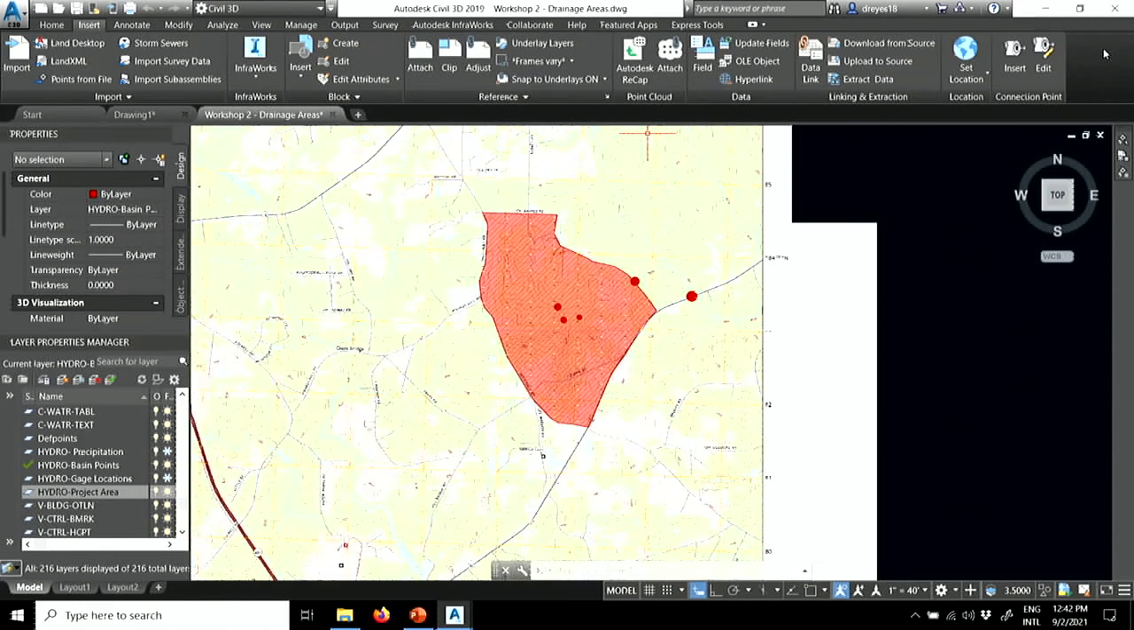Today we're going to start on the second workshop, which is a drainage area delineation workshop. So I did include on D2L a second CAD file. It's called Workshop 2 Drainage Areas.